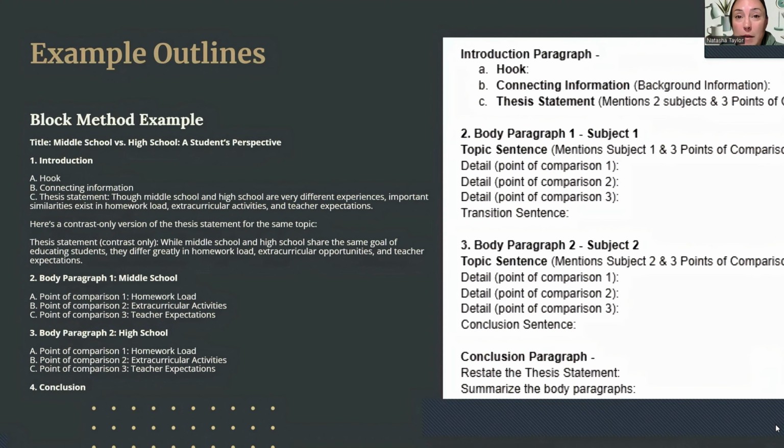So when it comes to the block method example, for an example outline, you want to keep in mind the introduction is always going to be consistent here with the comparison essay type.